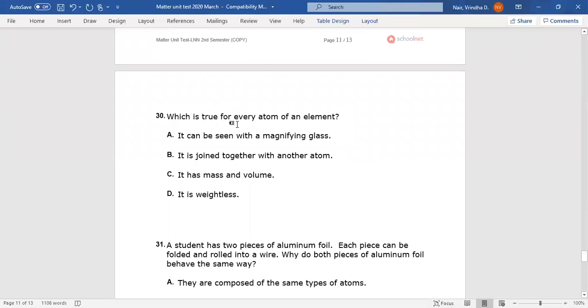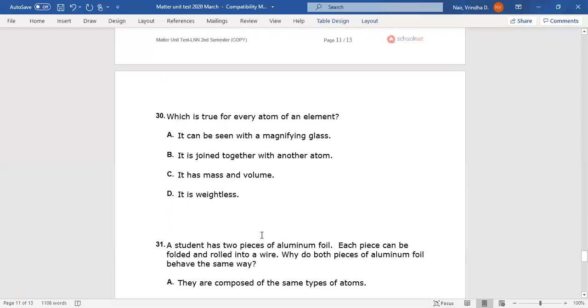Question 30: which is true for every atom of an element? It can be seen with a magnifying glass. It is joined together with other atoms. It has mass and volume. It's weightless. So again, read through: which is true of an atom?